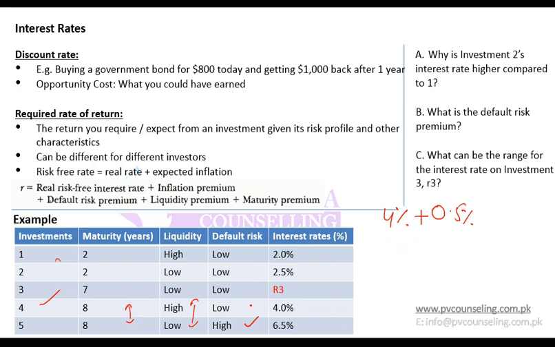But then again, there is a difference for default risk as well. As it has a higher default risk, there needs to be a default risk premium as well. If I add the default risk premium, then it should make up the interest rate for the fifth investment, which is 6.5%. So if I take investment 4, add the liquidity premium, add the default risk premium, then it should give me the interest rate for investment number 5, which is 6.5%. So if I work it out, the default risk premium will be 6.5 minus 4 minus 0.5, which is 2%.